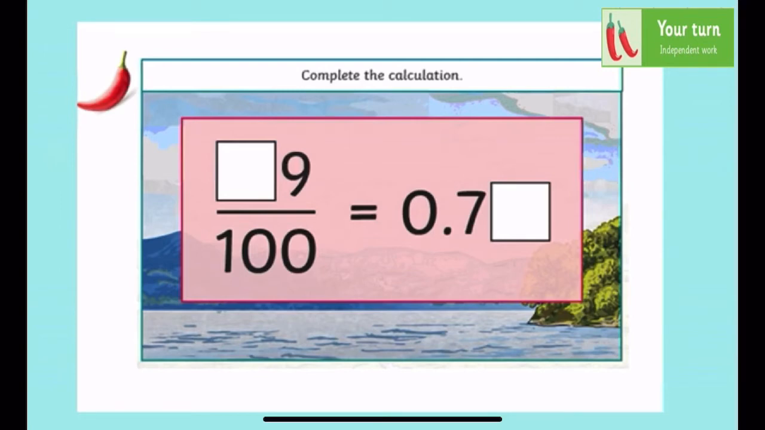So we're all going to start with Chilli 1. See if you can complete the calculation. Can you work out what the missing digits are? If you need to go back in the video to have a little look at the work we did when we looked at a fraction and then a decimal, that's great. And when you're ready, pause the video and have a go at completing this, and then we'll move on to the Chilli 2 challenge.